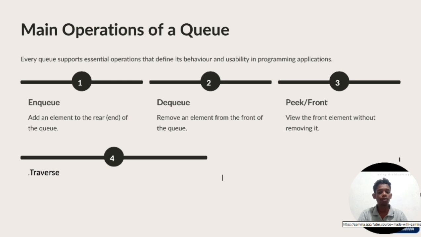These are the four main operations of the queue: enqueue, dequeue, peek, traverse. Enqueue means adding an element to the queue. Dequeue means removing the element from the queue which is at the front. Peek means printing the element that is at the end. And traverse is displaying all the elements.